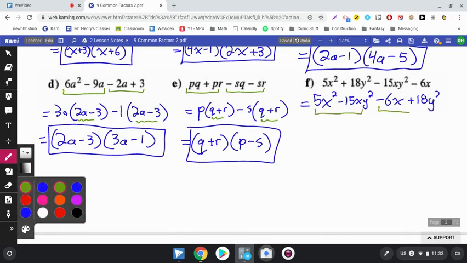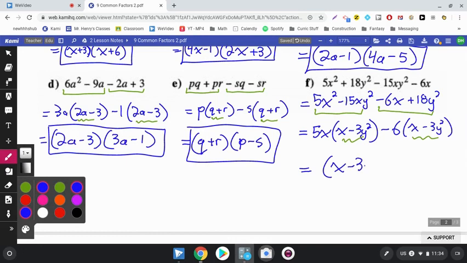Because now I can factor by grouping, and I have some good common factors. I can bring out a 5x, and I get x minus 3y squared. And in the second grouping, I need to factor out that negative, and I can also factor out a 6. So minus 6, factor out the negative 6, x minus 3y squared. And I have my common binomial now that I can factor out. x minus 3y squared and 5x minus 6.